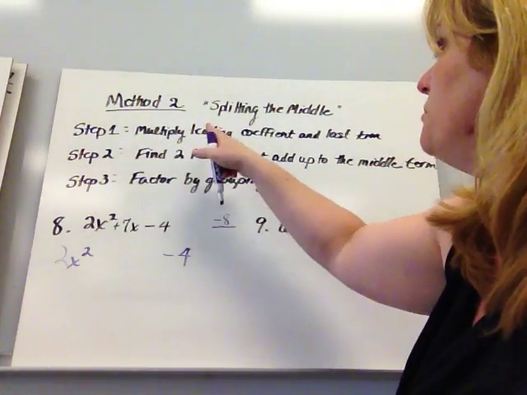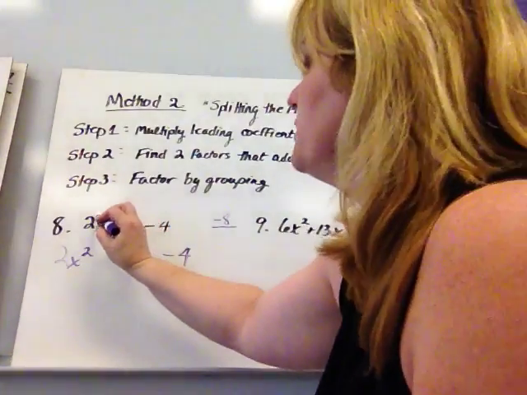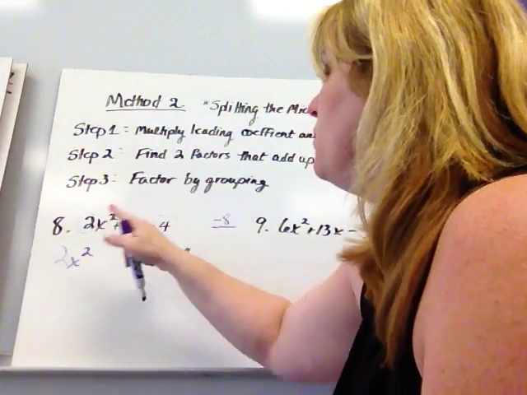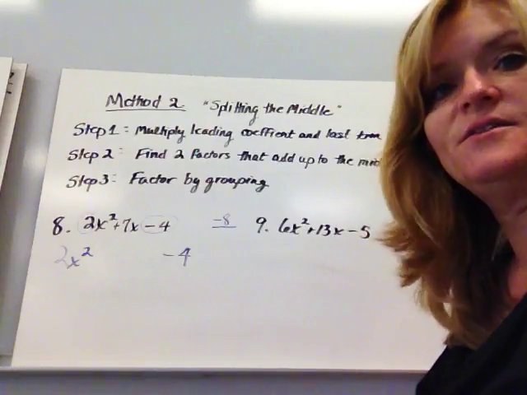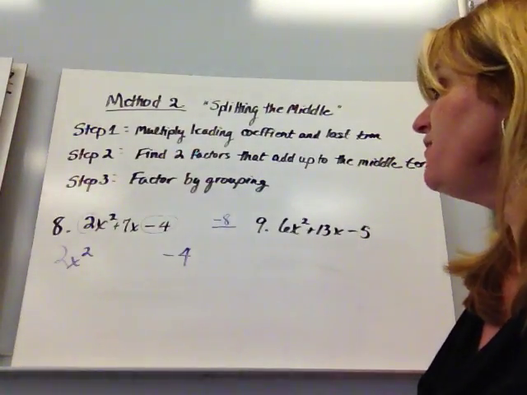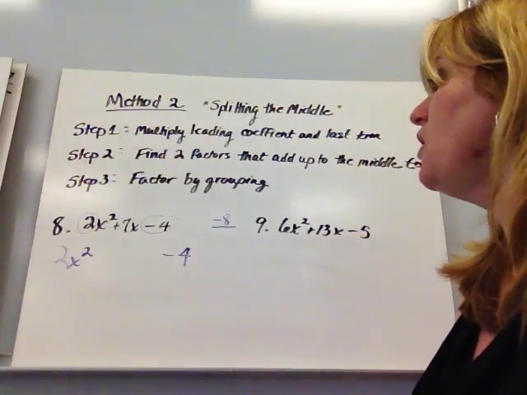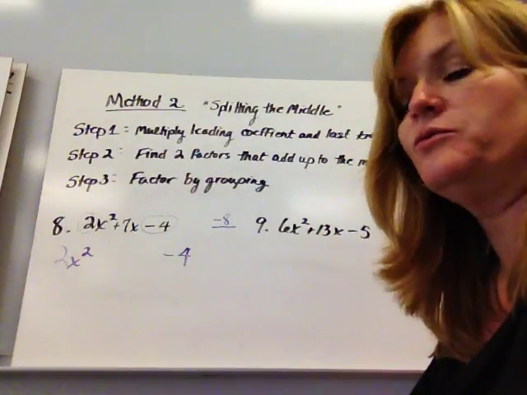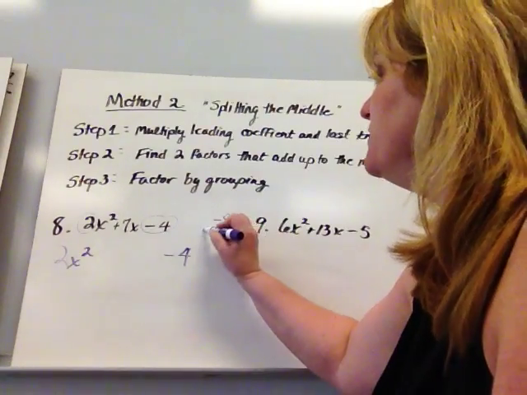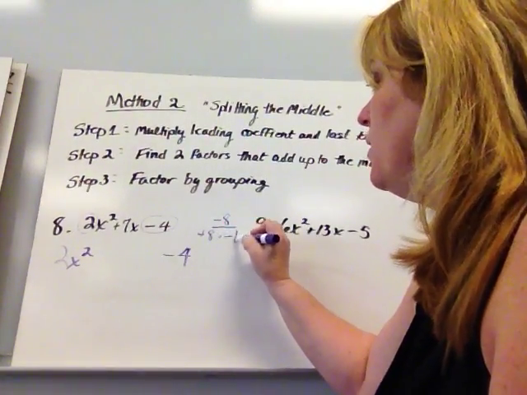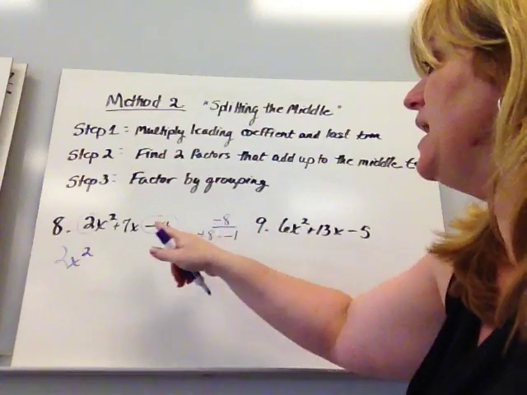This is different. You have to multiply the leading coefficient and last term. So we're going to take the 2 and multiply it by negative 4. That's how I get the negative 8. All right? Now I have to find factors of negative 8 that are going to give me a 7. So let's think about that so we don't have to go through a whole list. I think a positive 8 times a negative 1 will multiply to get negative 8 and add up to 7.